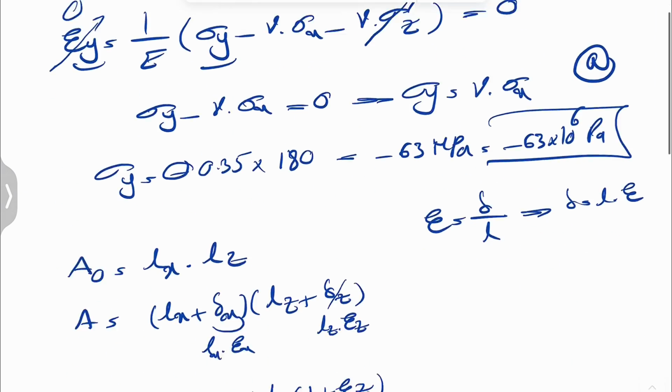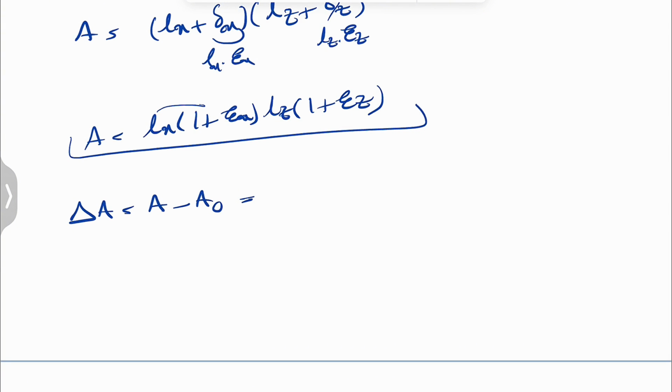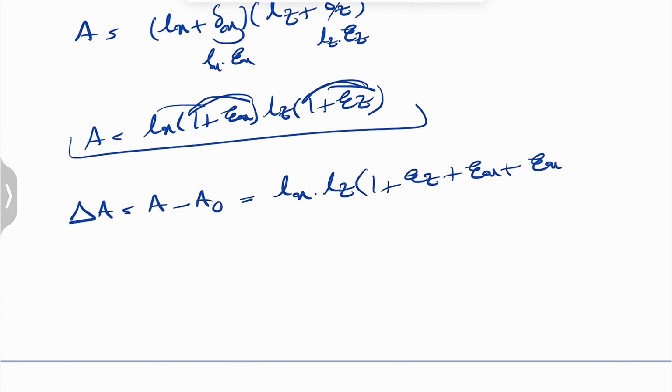And since we are looking for the corresponding change, we're going to have the difference of the area, which is A minus the initial area. And here we just have to multiply these. So let's start with the A. So Lx times Lz, and we're going to multiply these two. So 1 plus epsilon z plus epsilon x.